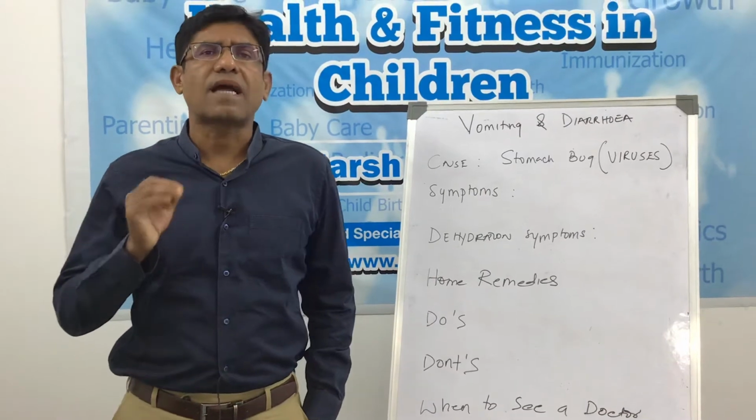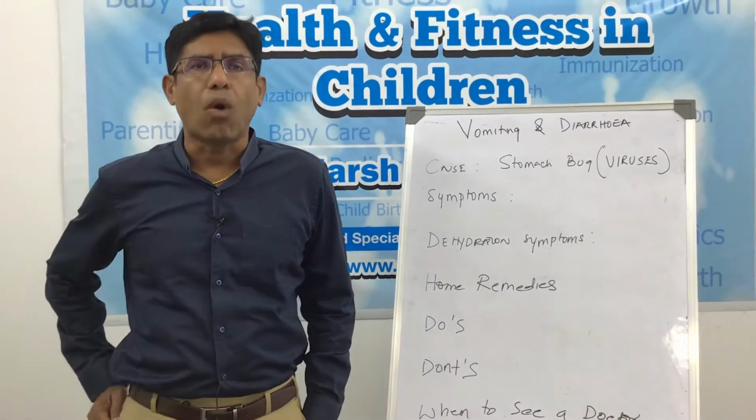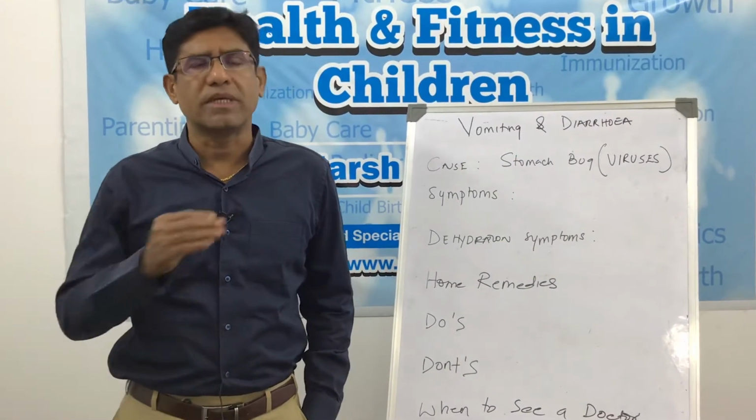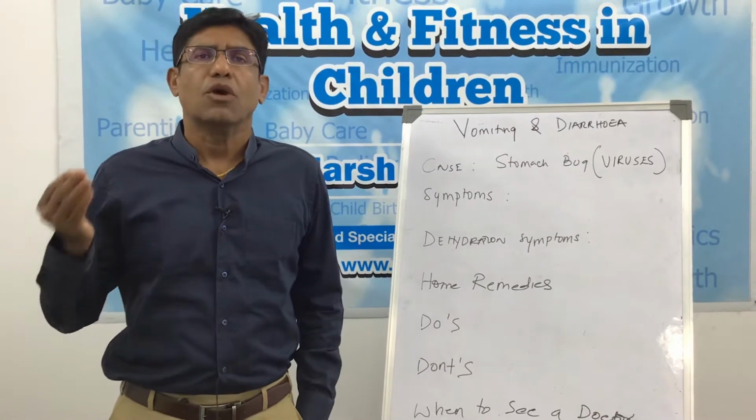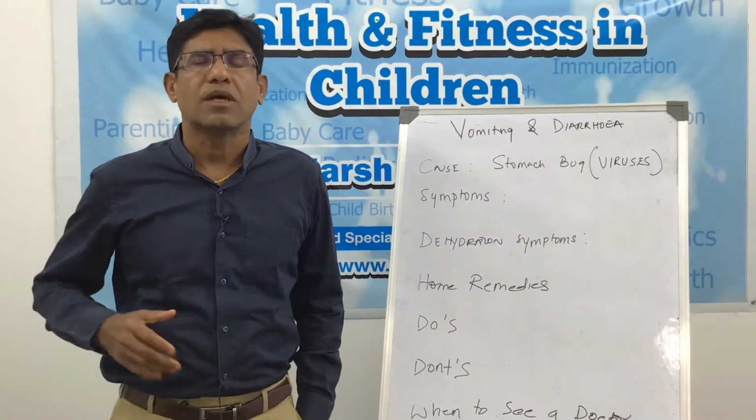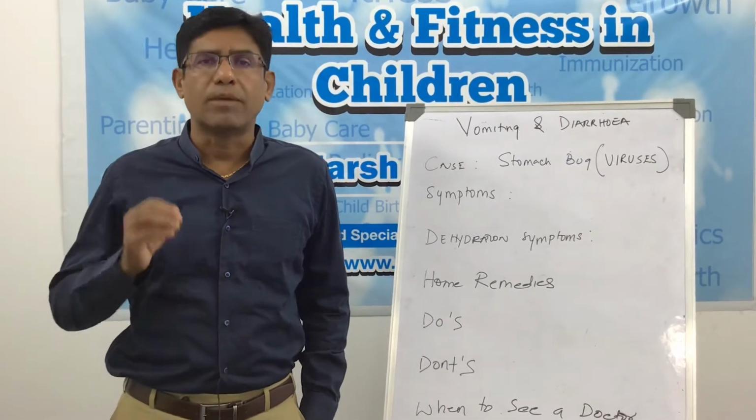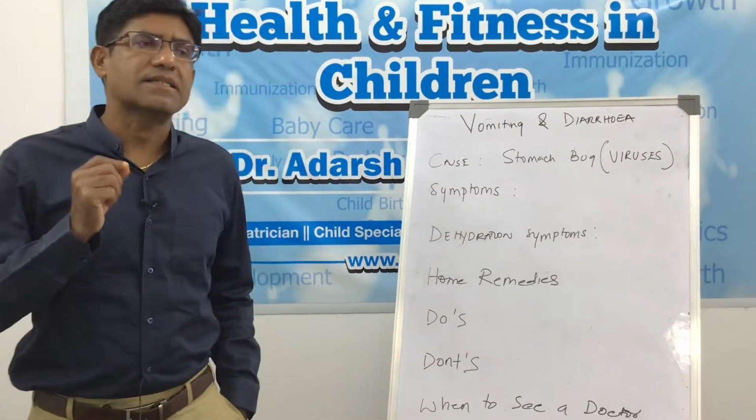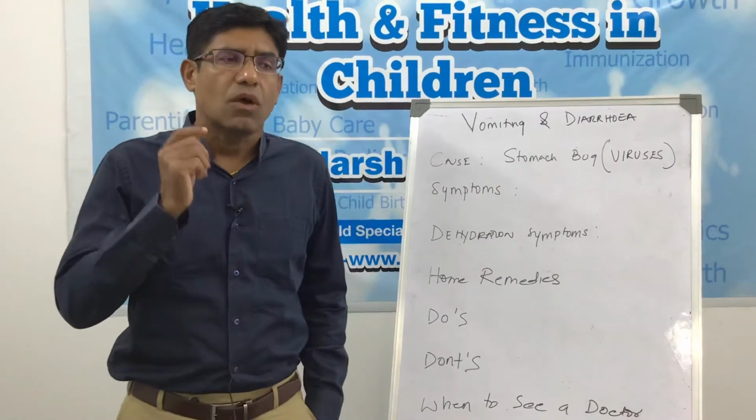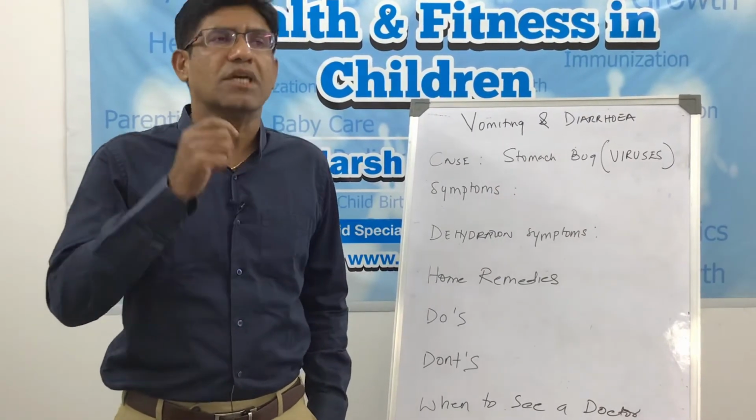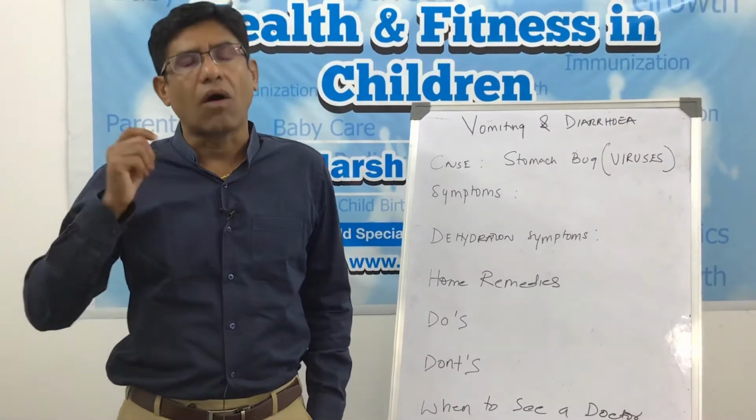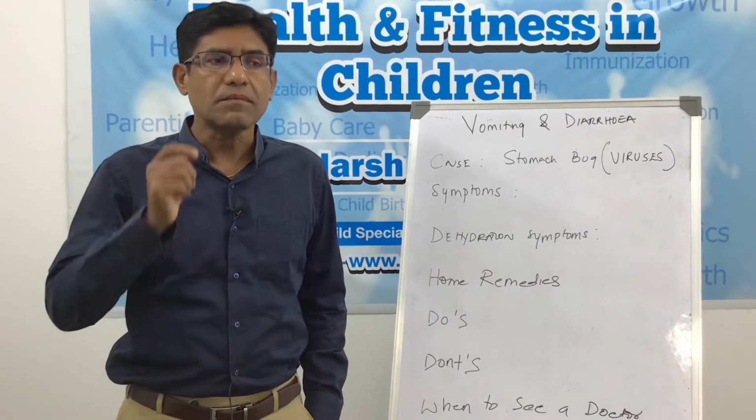The child starts suddenly having vomiting. This vomiting could be 3 to 4 episodes with cramps in the abdomen. So the child will have intense pain in the abdomen. This really scares the parents because vomiting repeatedly happens even on solid intake or liquid intake.